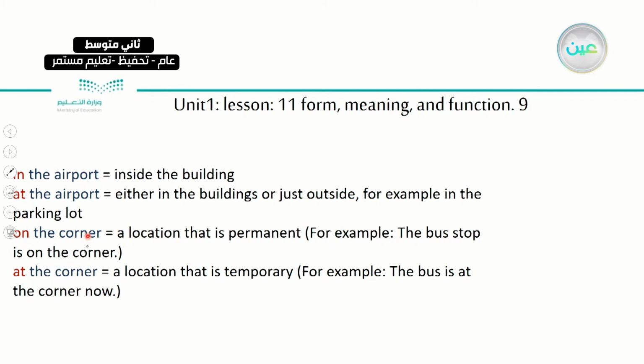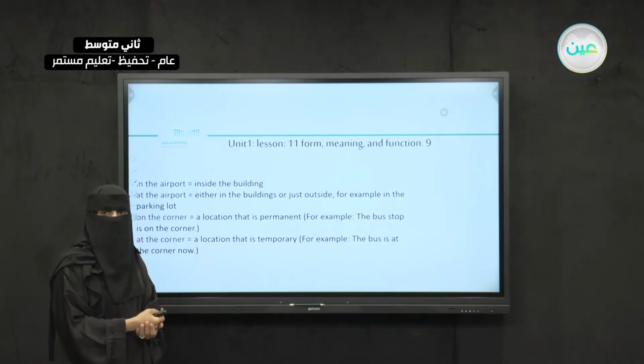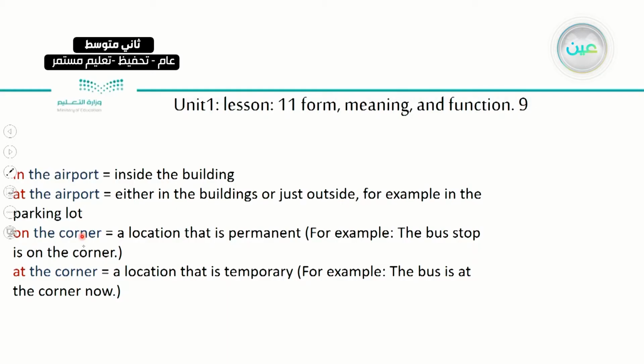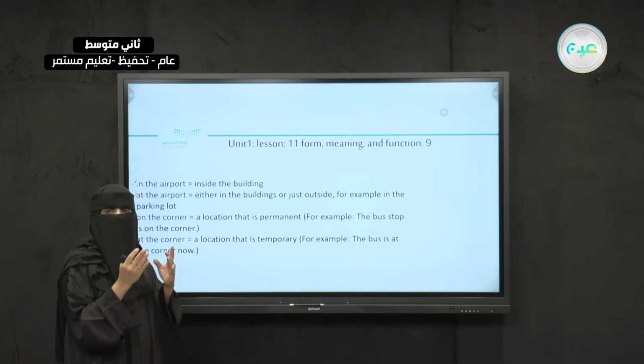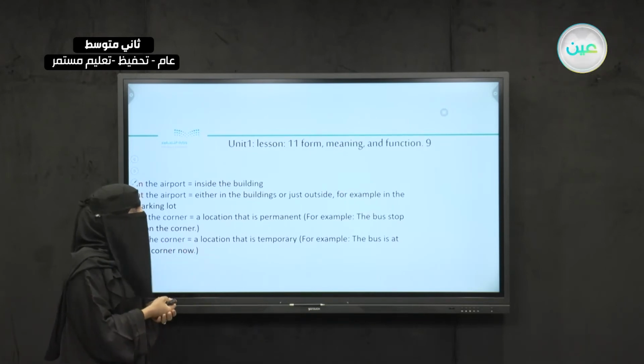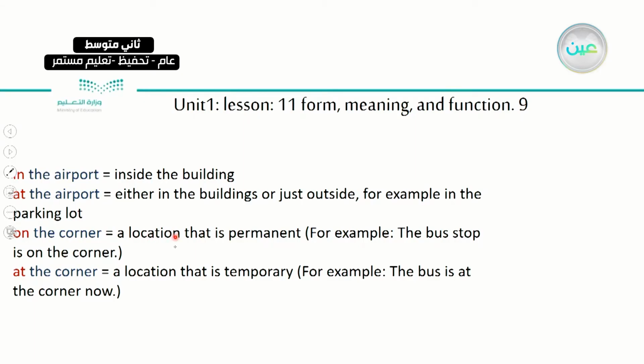Also here we have these two examples. On the corner, and we have at the corner. So we have two which deliver a different meaning, okay? So when I say on the corner, this is similar to what we talked about, like the bus stop before in the example in your book. The bus stop is on the corner, okay? A location that is permanent, okay? For example, the bus stop is on the corner. It's permanent. It's not changeable, okay?